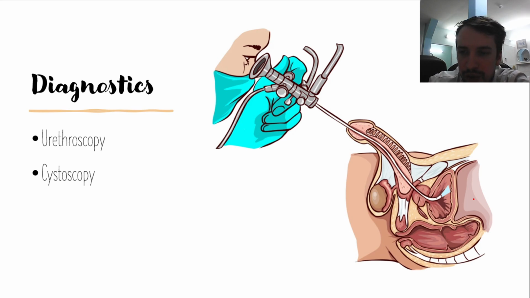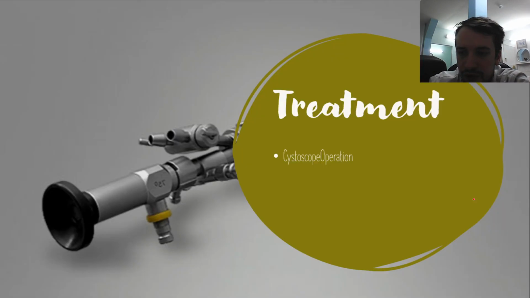Diagnostics: ureteroscopy and cystoscopy. Treatment: foreign bodies are removed through the urethra using a cystoscope. Only in unsuccessful attempts is surgical intervention used, such as suprapubic section of the bladder.